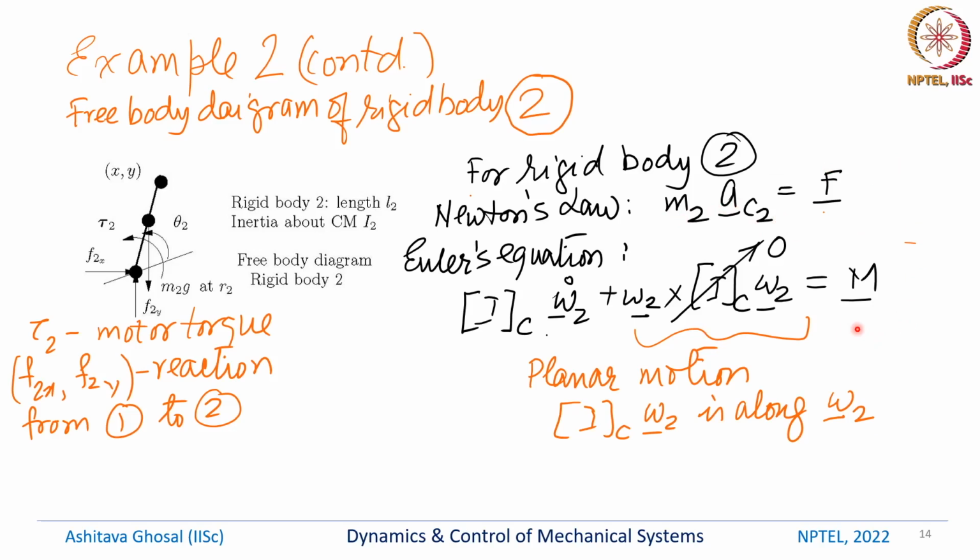So we can use Newton's equation, we can use Euler's equation. So why did we not use Newton's equation earlier? Because we were taking the Euler's equation about the fixed point, and there is no motion of that fixed point. That doesn't have any acceleration.